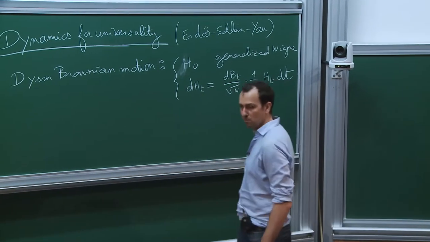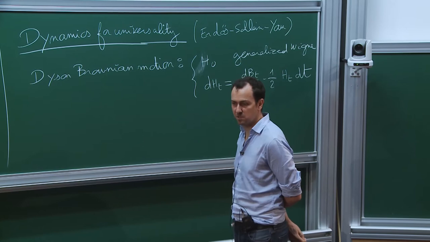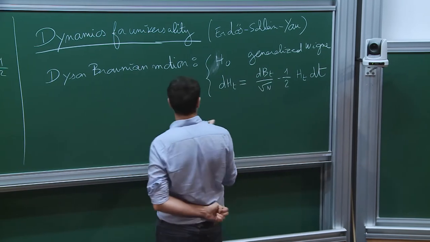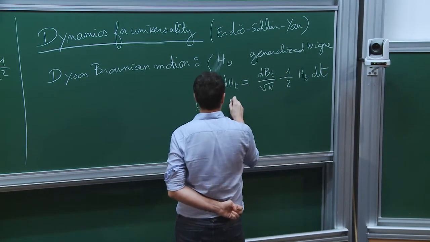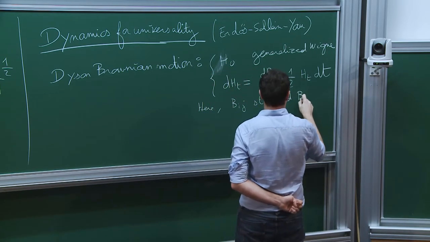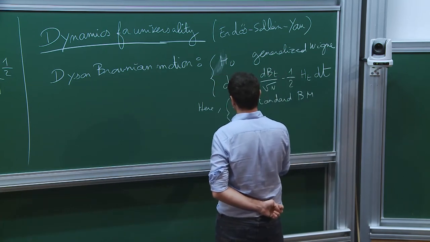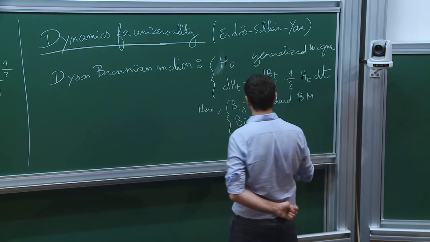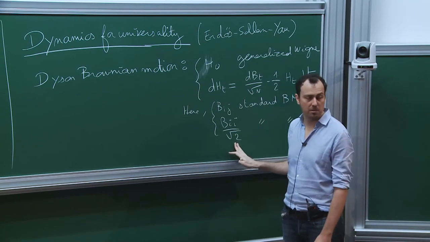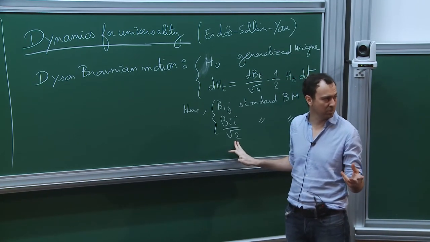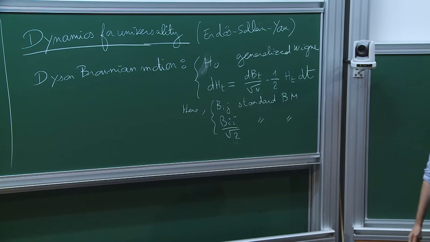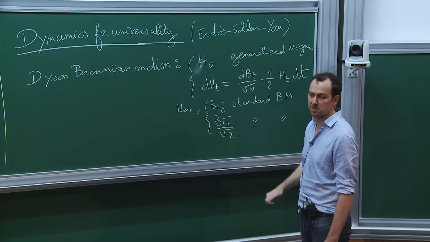My notation for B here is a matrix which is symmetric, and each entry follows a standard Brownian motion. On the diagonal, we have a slightly different normalization: it's Bii over square root 2, which is a standard Brownian motion. Remember, this factor square root 2 was designed so that you keep the orthogonal invariance by orthogonal conjugacy. So this process is also invariant by orthogonal conjugacy. And all of these Brownian motions in the upper triangle are independent.